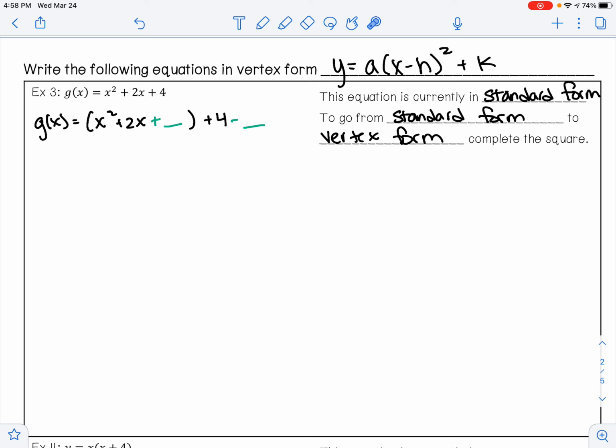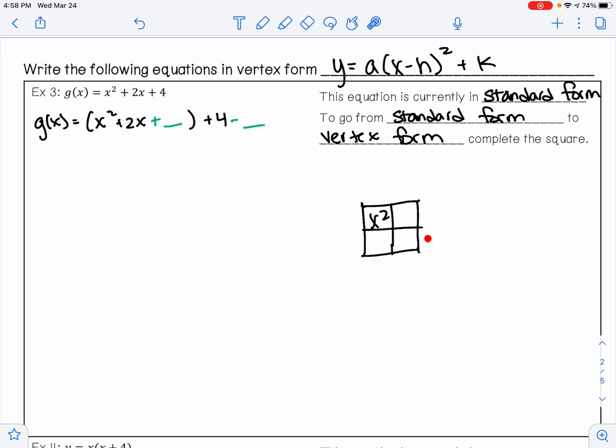So let's find the number that completes the square. The method that I like to use to do this is by drawing an actual square. I think it's a great visual representation of what we're trying to do. So to complete the square this way, you write your first term in the first box.